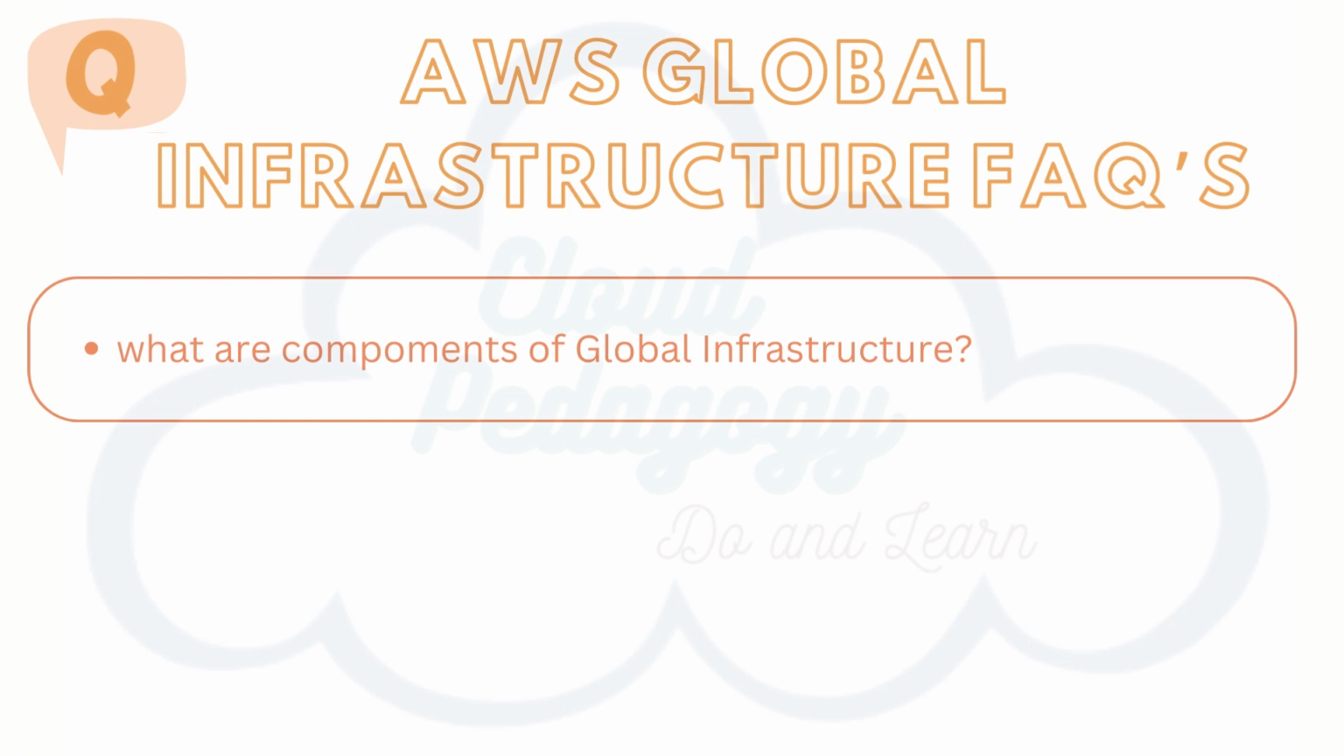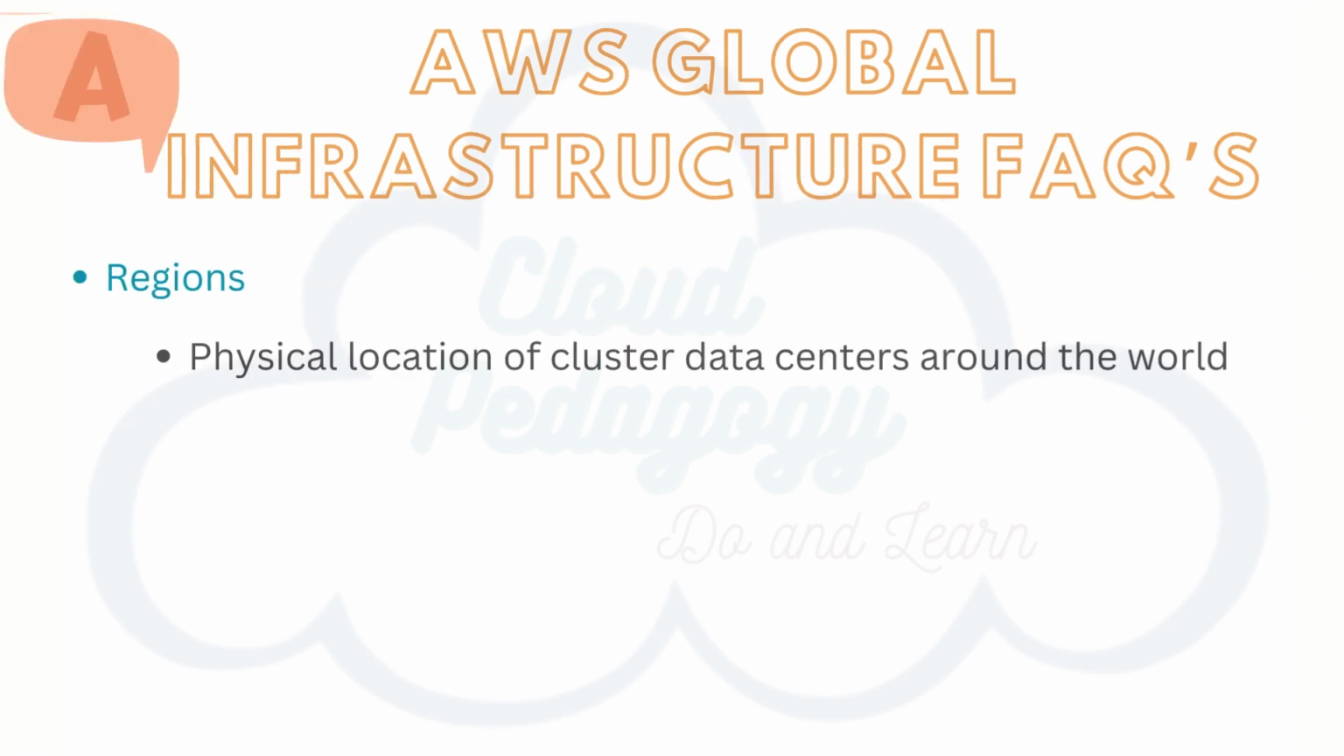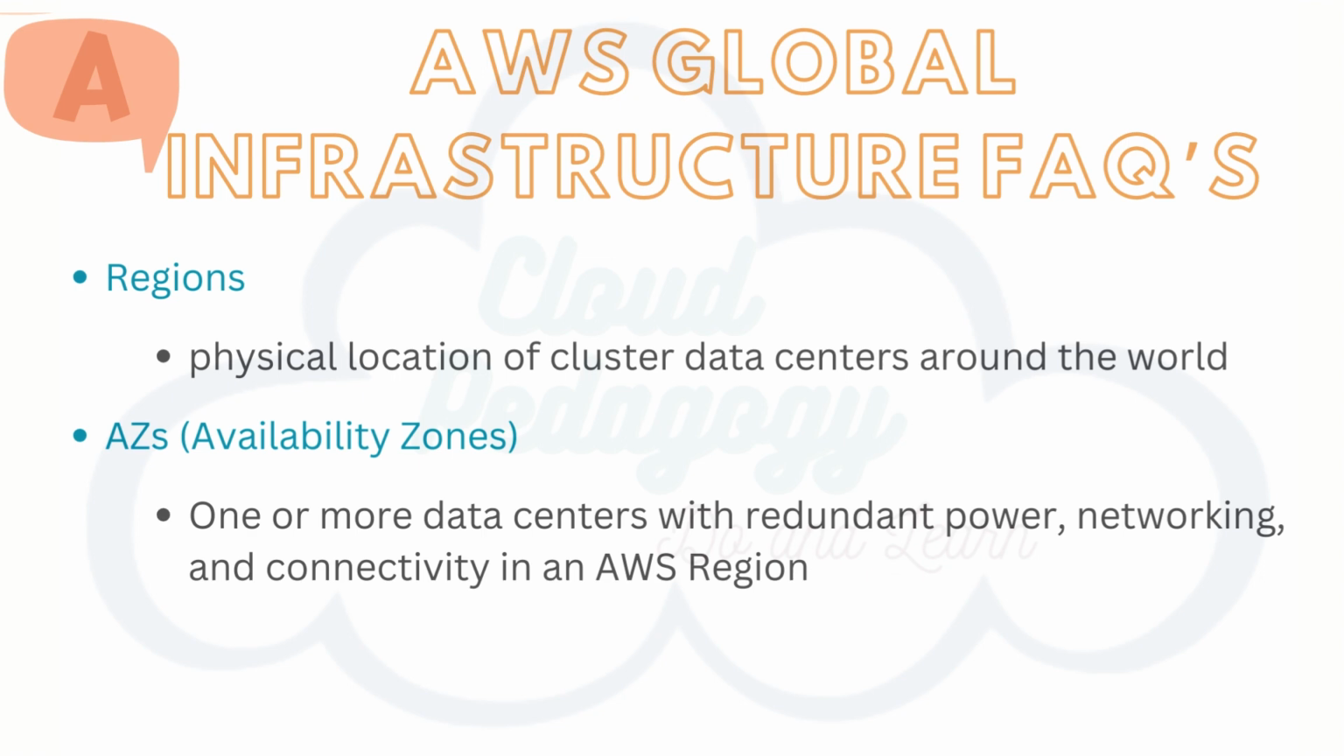So, what are the components of global infrastructure? The first one is regions. It is a physical location around the world where there are clustered data centers. Next, availability zones or AZs. An availability zone is one or more discrete data centers with redundant power, networking, and connectivity in an AWS region.